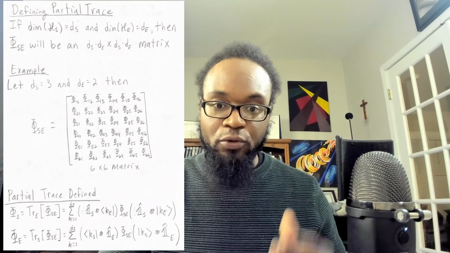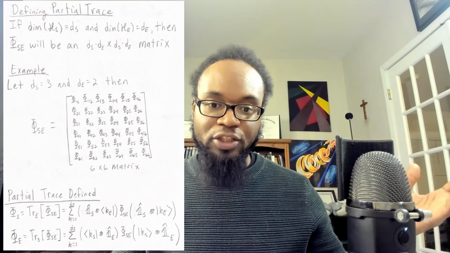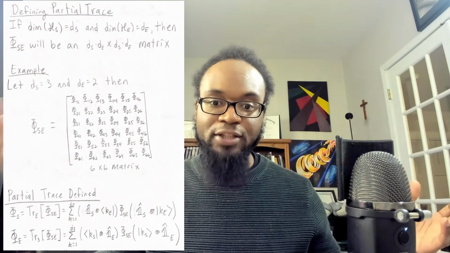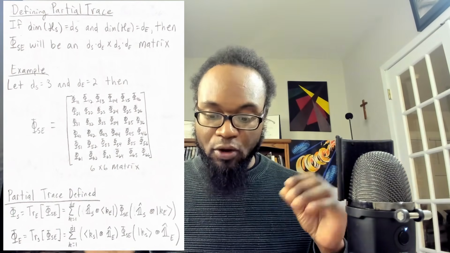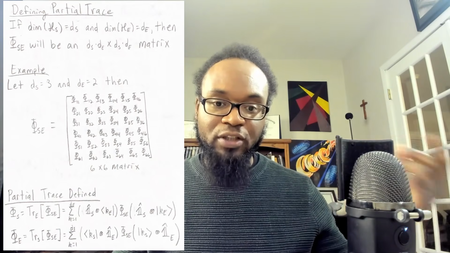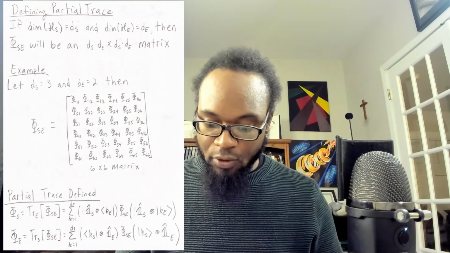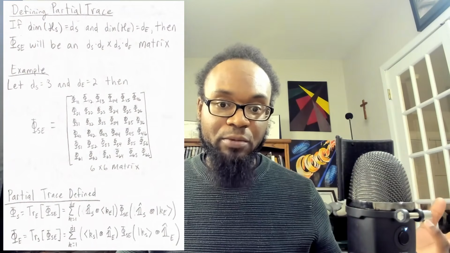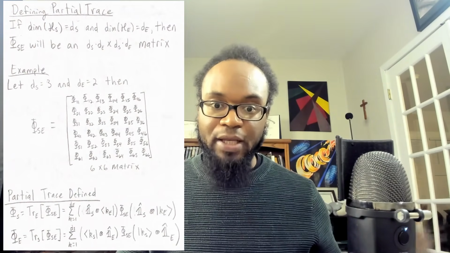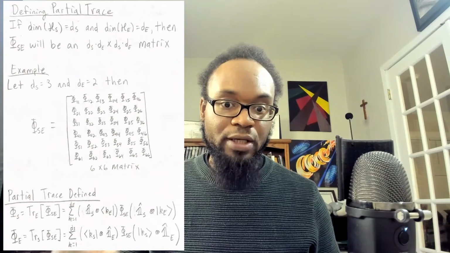Imagine that you have two subsystems. One lives in Hilbert space HS and one lives in Hilbert space HE, for system and environment. Imagine that HS, the Hilbert space of the system, has dimension ds, and the Hilbert space of the environment, HE, has dimension DE. In the example I want to use, the dimension of Hilbert space S is 3-dimensional, and the dimension of Hilbert space E is 2-dimensional.